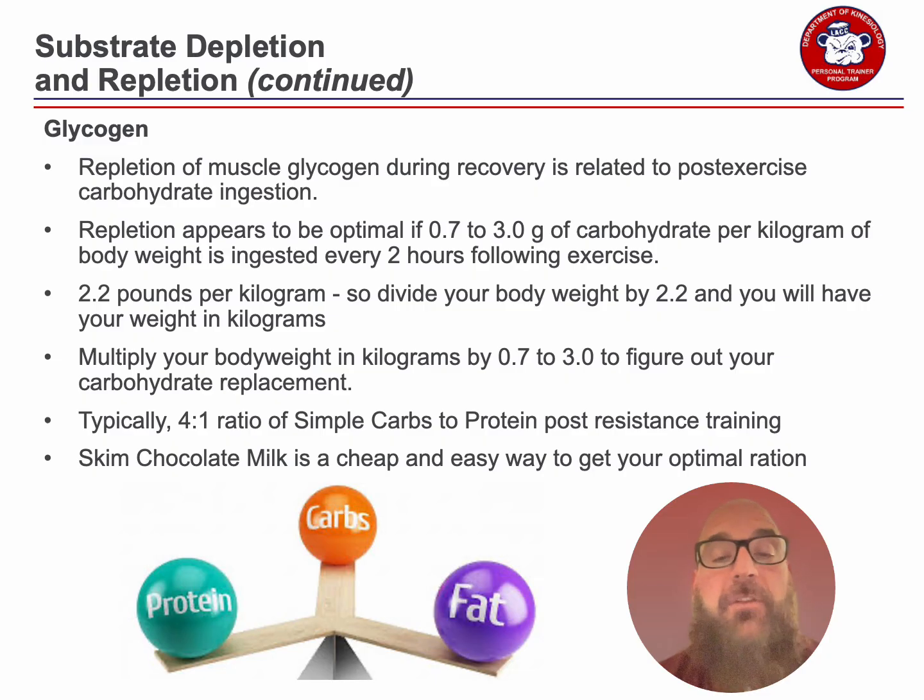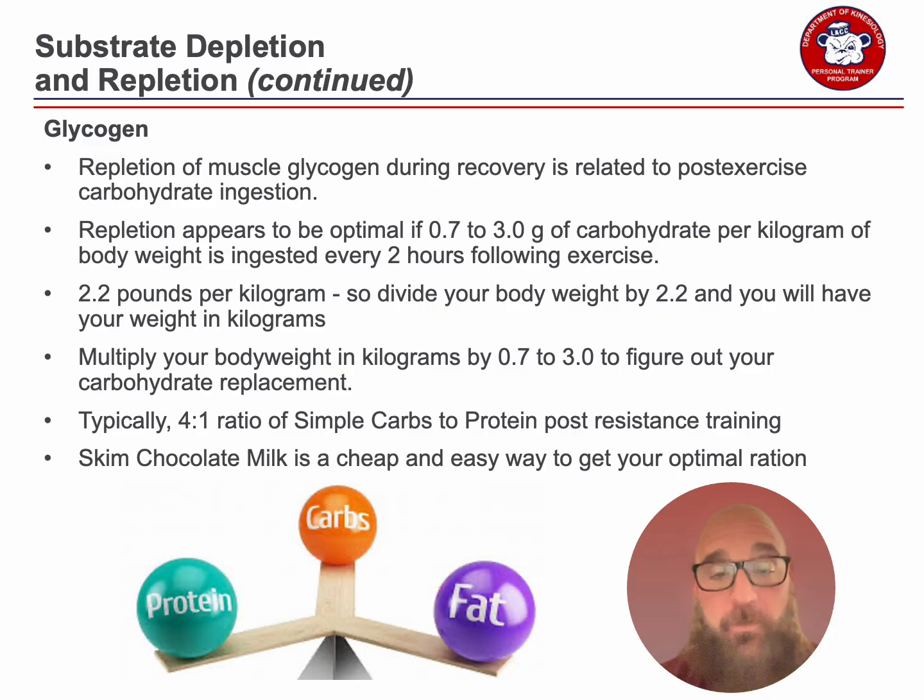Now, how do we figure this out? What do we need? 2.2 pounds per kilogram. There's 2.2 pounds in a kilogram. So divide your body weight by 2.2 and you'll have your weight in kilograms. Multiply your body weight in kilograms by 0.7 to 3 to figure out what your carbohydrate replacement strategy is.